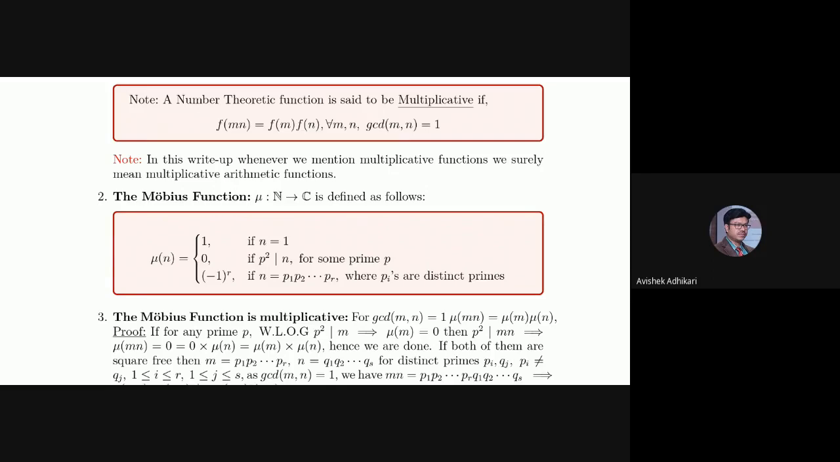If n equals 1, we define it differently: μ(1) is 1. μ(n) is 0 if p squared divides n, that is, if n is a multiple of a square number, and (-1)^r if n equals p1 p2 ... pr, where the pi's are distinct primes. So there we can see there are r distinct primes.